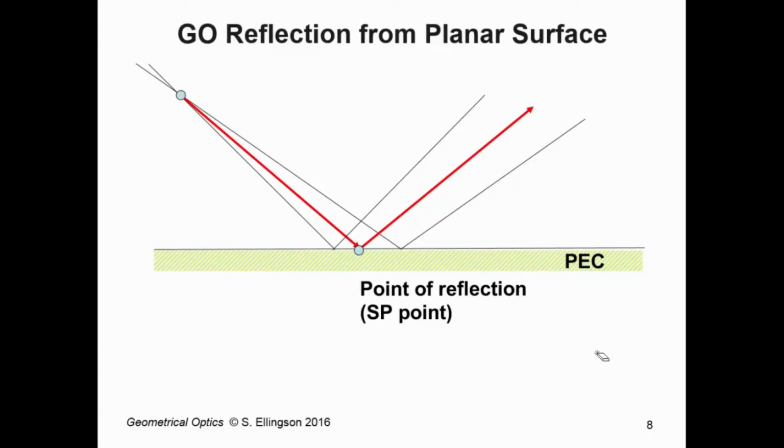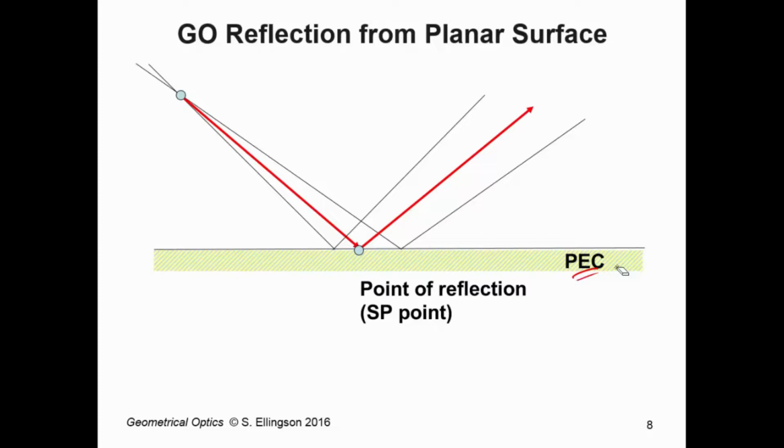Now reflection. So here's a picture of geometrical optics reflection from a planar surface. This is a planar, perfectly conducting surface. We'll keep it simple here. Although you can apply geometrical optics to non-perfectly conducting half spaces, we'll just assume everything's perfectly conducting. And you know already that geometrical optics is related to this concept of stationary phase. So stationary phase point and point of reflection really mean the same thing.